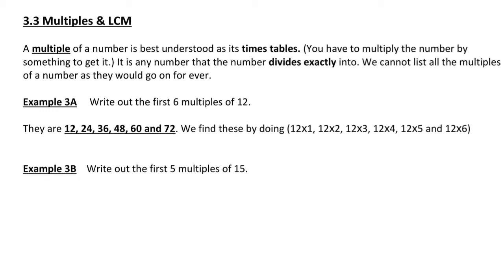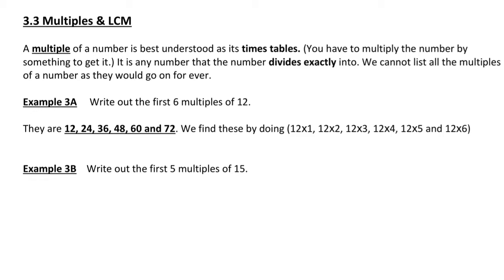If we're looking at the first 6 multiples of 12, they'd be the first 6 multiples of the 12 times table. So it'd be 12, 24, 36, 48, 60 and 72. And try not to forget about 12. 12 is a multiple of 12. It's the first multiple of 12. Essentially to work out the multiples, you do 12 times 1, 12 times 2, 12 times 3 and so on. So the 100th multiple of 12 would be 12 multiplied by 100, which would be 1200.